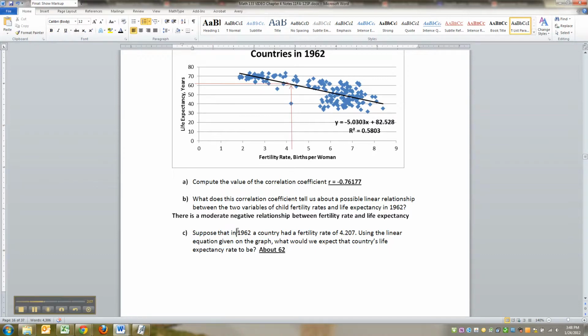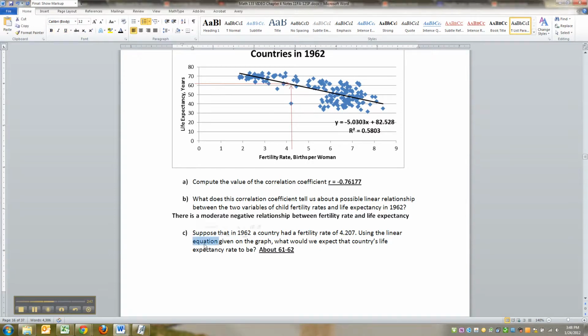There's a supposed country in 1962 that had a fertility rate of 4.207. So I drew a little arrow at 4.207 or so. And then using the linear equation given on the graph, what would we expect that country's life expectancy to be? And I drew it over here. You can kind of see it's about 61 to 62, we think. I mean, I'm just eyeballing it here. You're looking for where the 4.207 line would hit the black line, the least squares regression line, and then going over here and figuring out what y value that is.